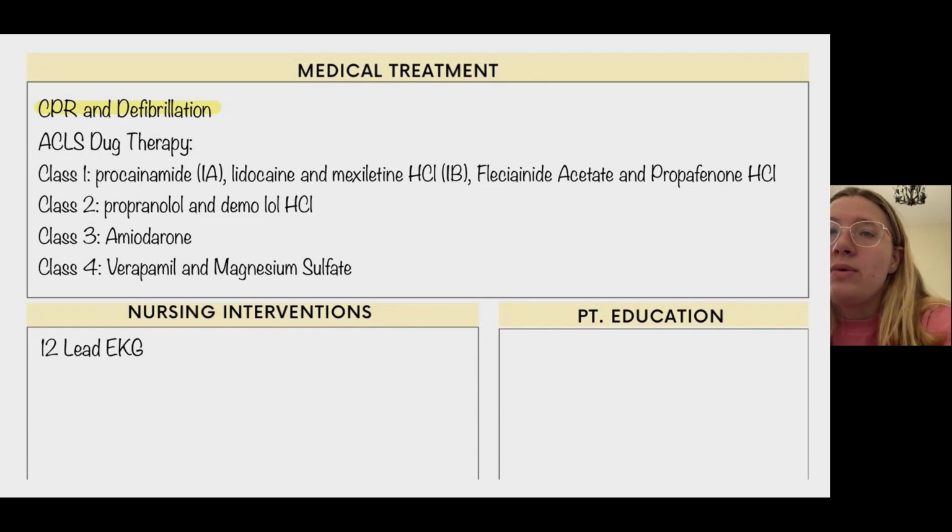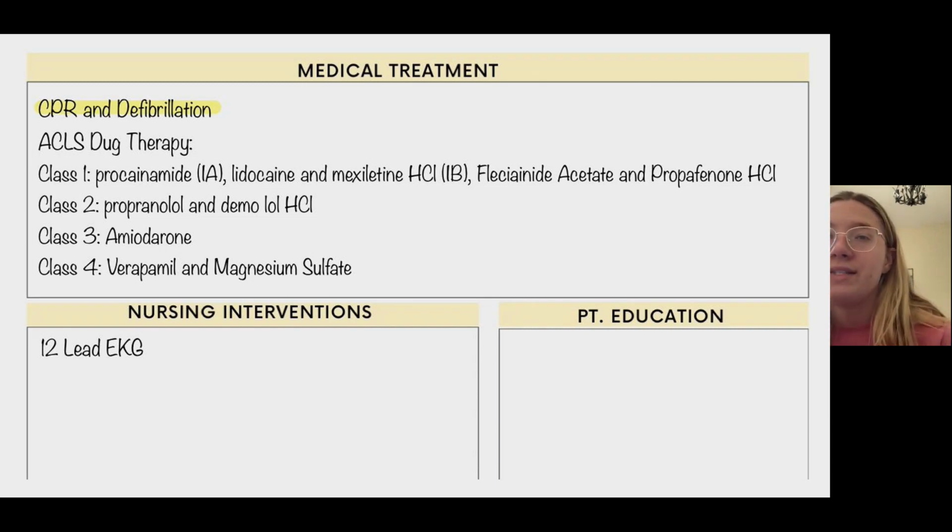So again, we do our CPR and defibrillation. I also included some info on some advanced cardiac life support drug therapy. If you plan on working in an ICU, they usually require you to be ACLS certified. If you are BLS certified, this just means you can do compressions, you can do ventilations, and you can kind of work the AED, okay?